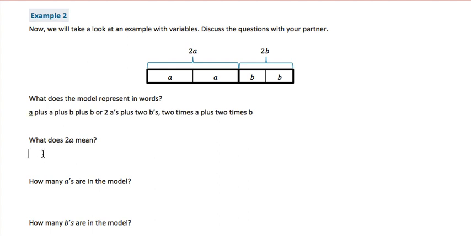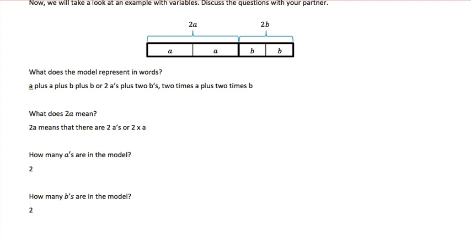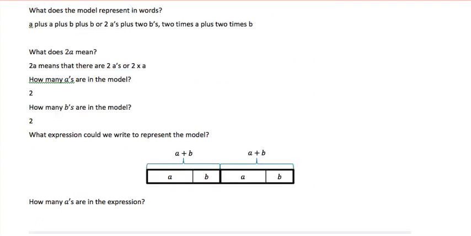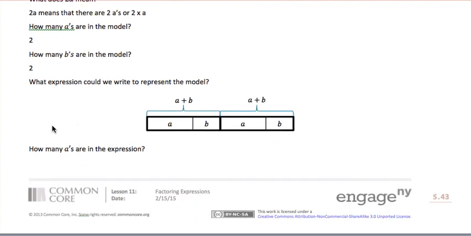So what does 2A mean? 2A means that there are 2 A's or 2 times A. How many A's are in the model? 2. How many B's are in the model? 2. So then what expression could we write to represent this model? Well, we can write 2A plus 2B.